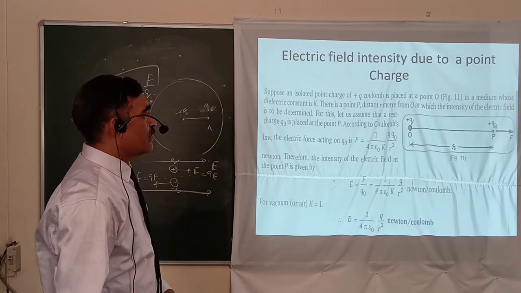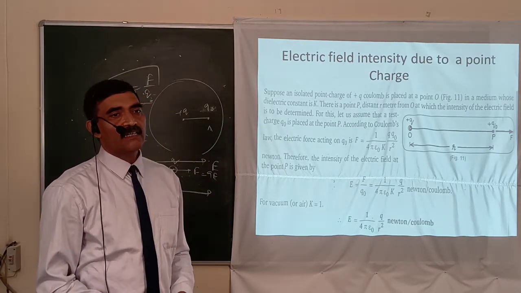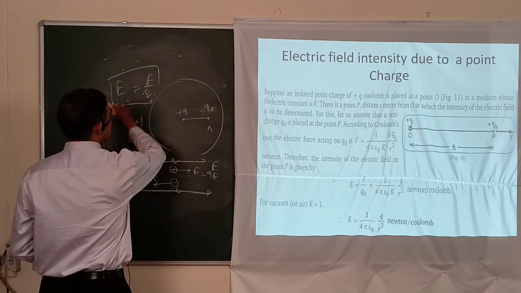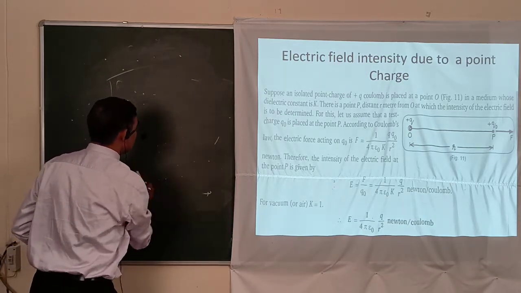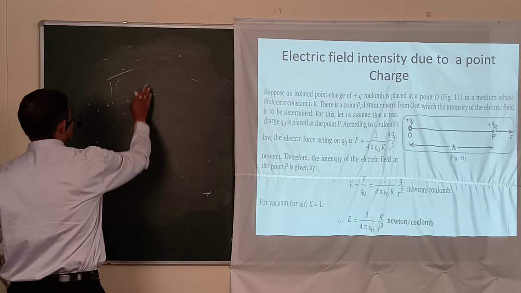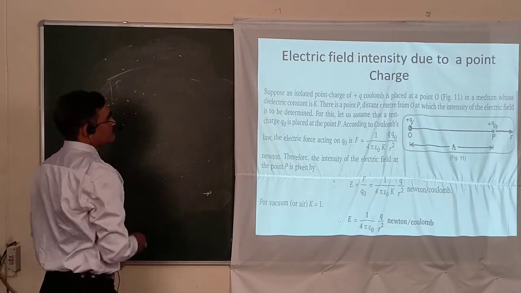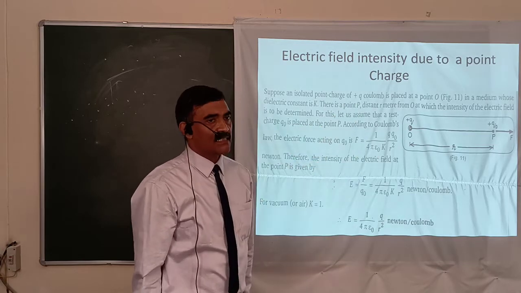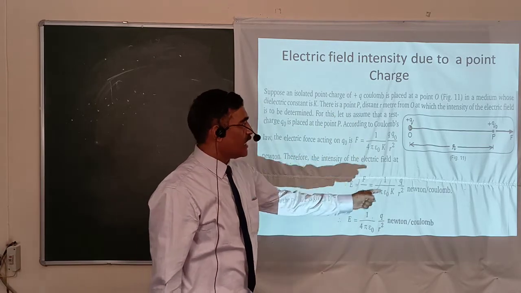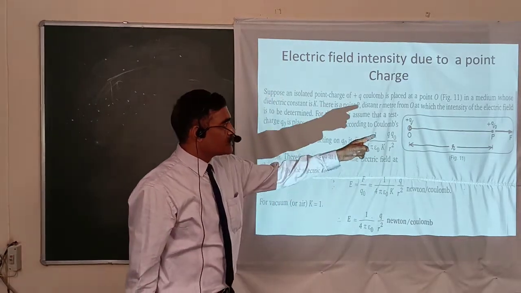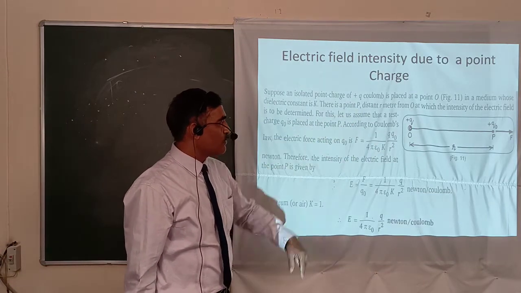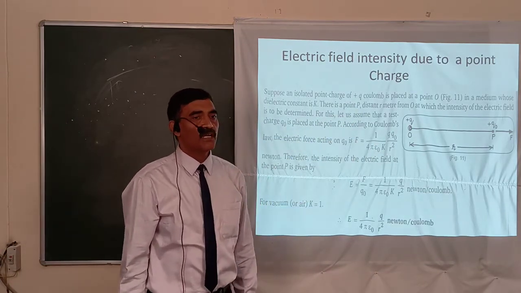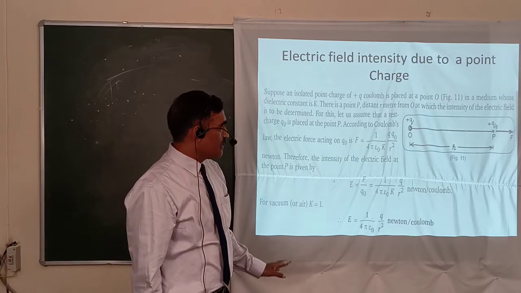Now here we are going to calculate the electric field intensity due to a point charge. Suppose Q is a charge which is placed at a point O, and there is another test charge Q naught placed at a distance R from Q. Then the force experienced by Q naught due to Q will be given by 1 upon 4 pi epsilon naught, Q Q naught upon R squared.